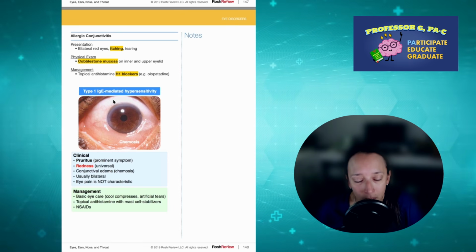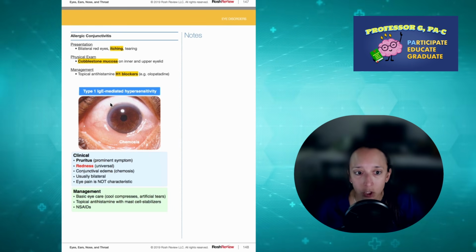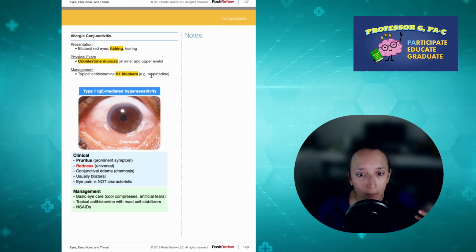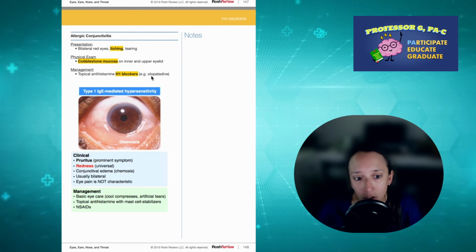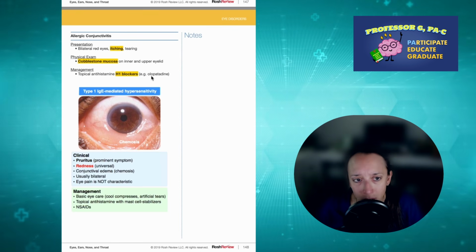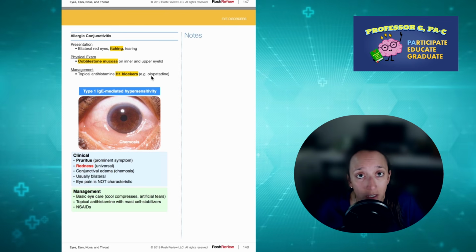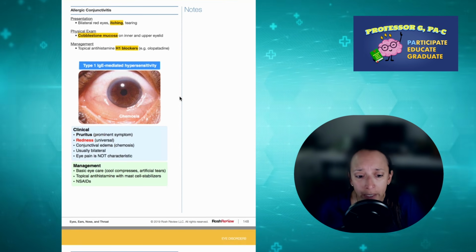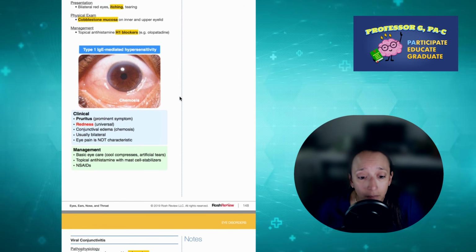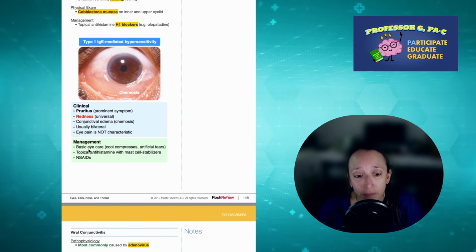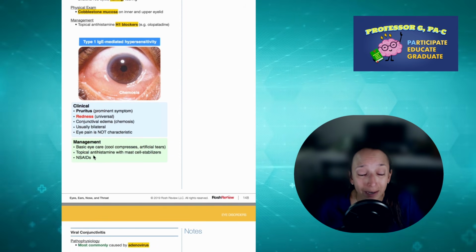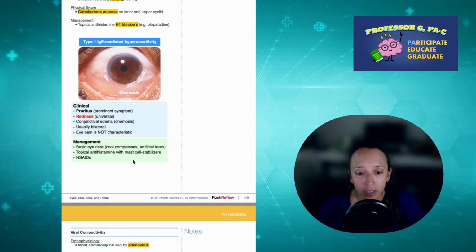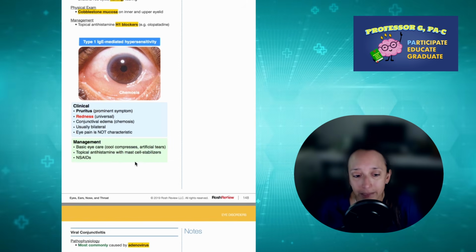As far as management for allergics, we're going to think allergy type medications. Usually things like H1 blockers, like olopatadine drops are the first line treatment, but we also want to consider whether or not this patient has other allergic manifestations. We might need to give them a generalized allergy medication, like an oral antihistamine. We can also do some basic, more supportive care things like cool compresses, artificial tears, and NSAIDs.